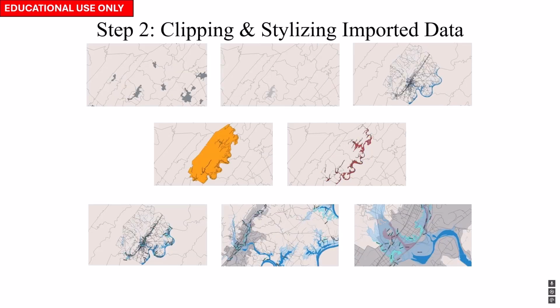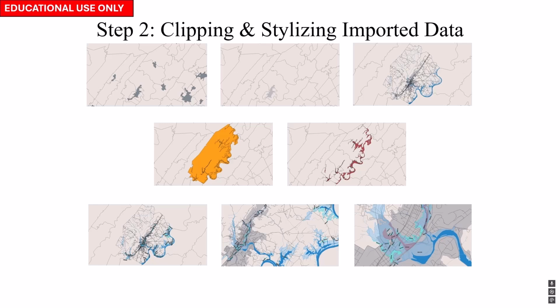So in step 2, I clipped my data and I stylized it. So in the top left again, there is the Tennessee government city boundaries. That got clipped down to just my small town. That's in the middle at the top. And then on the top right side, there is nearly all of the clipped data. This includes FEMA data for roads, the Tennessee River, water sources, a rail line.